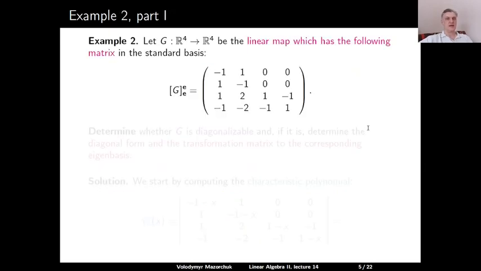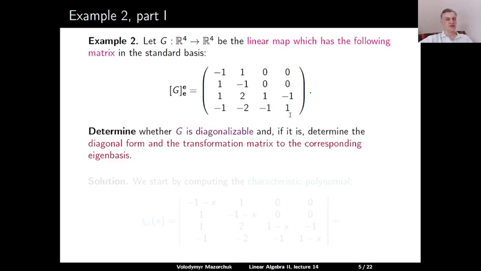Example 2. Let G from R4 to R4 be the linear map which has the following matrix in the standard basis. So the matrix of G in the standard basis is the matrix minus 1, 1, 0, 0, 1, minus 1, 0, 0, 1, 2, 1, minus 1, minus 1, minus 2, minus 1, 1. Determine whether G is diagonalizable, and, if it is, determine the diagonal form and the transformation matrix to the corresponding eigenbasis. As usual, we start by computing the characteristic polynomial of G.